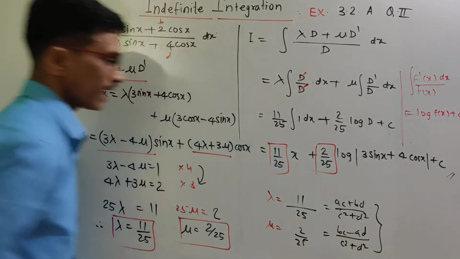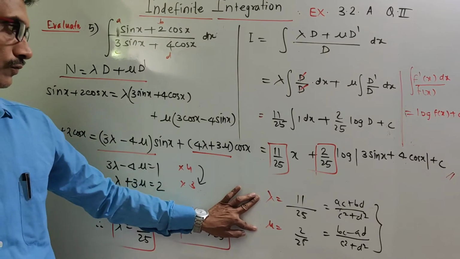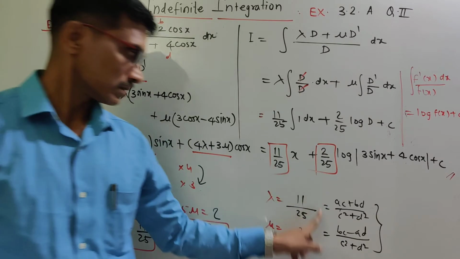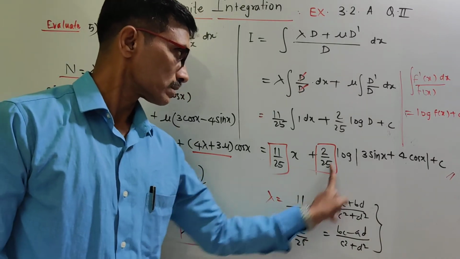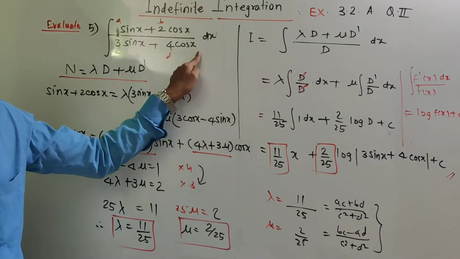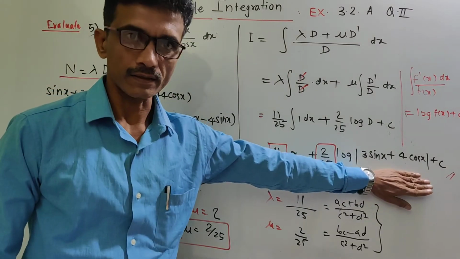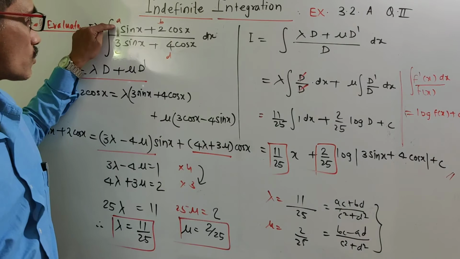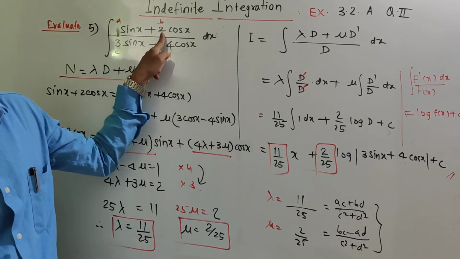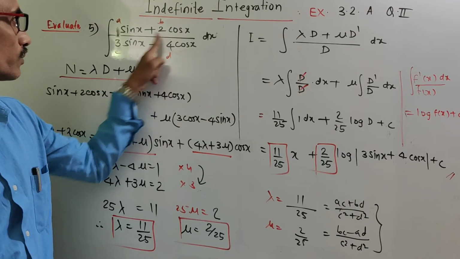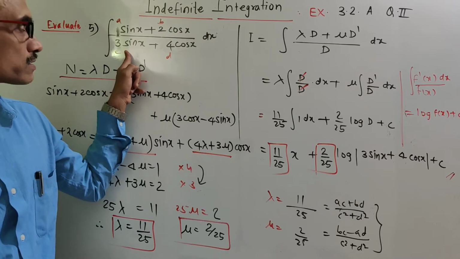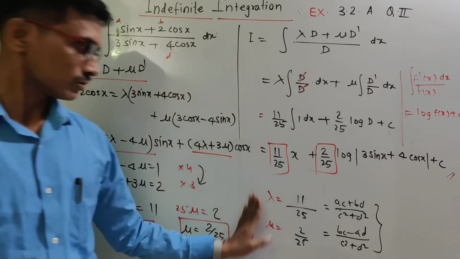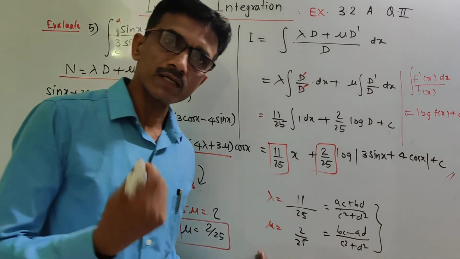Once you get lambda and mu in this way, we can simply write the answer as lambda x plus mu, where mu is multiplied by log of denominator. So the denominator we write as it is. Do not make a mistake with a, b, c, d. a is the coefficient of sin x, b is the coefficient of cos x in the numerator, c is the coefficient of sin x, and d is the coefficient of cos x in the denominator. Once you know that, lambda and mu you can easily find out in short.